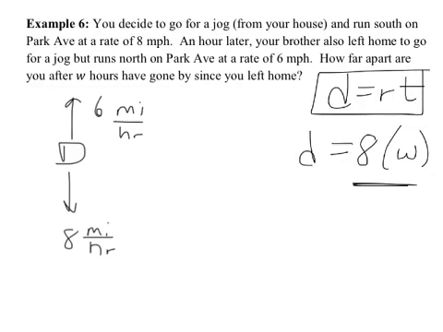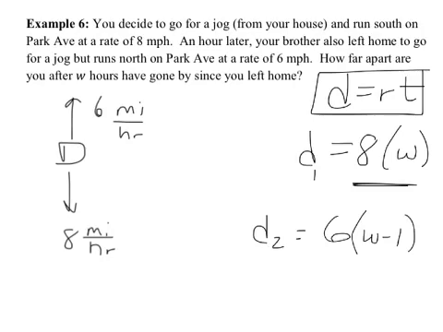Well, your brother is running, so we'll call this D1. Your brother is running at a rate of 6 miles an hour, but he leaves an hour later. So if you ran for, say, 5 hours, then he ran for 4 hours. If you ran for 20 hours, he ran for 19 hours. So it's always 1 less. So we say W minus 1.